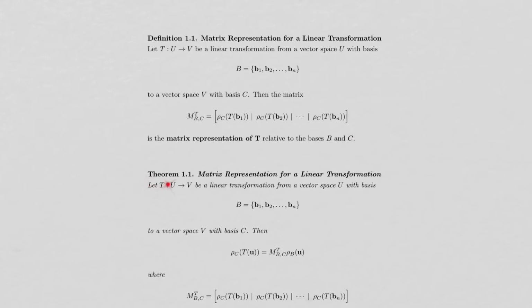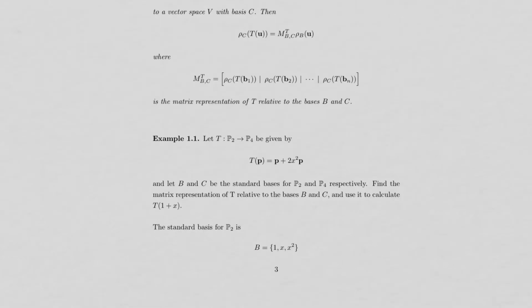And then the work that we just did is essentially the outline of the proof of Theorem 1.1 here, that says if T is a linear transformation from U to V, and B is a basis for U, and C is a basis for V, then this equation holds. In other words, this matrix that we just defined up here, I can multiply by the coordinate vector of u relative to B, and that will give me the coordinate vector of T of u relative to C. Okay, let's see how that works with an example.